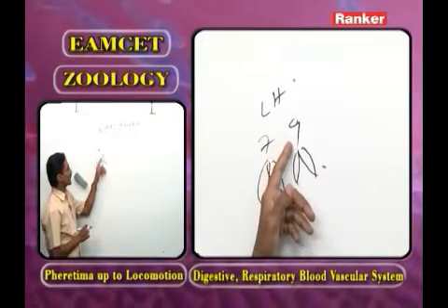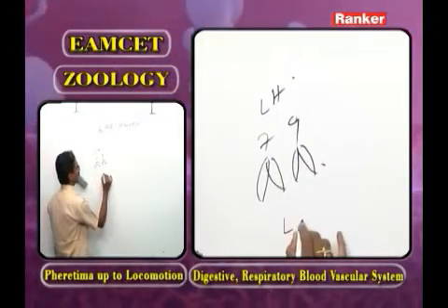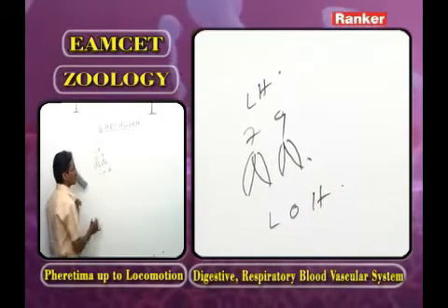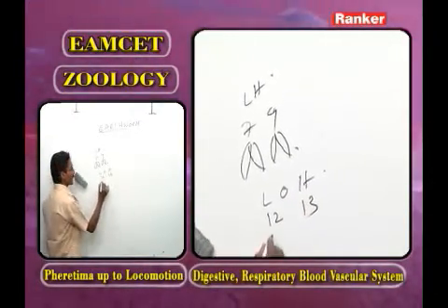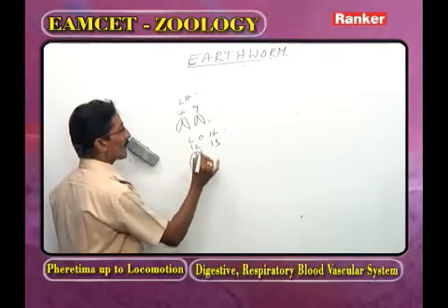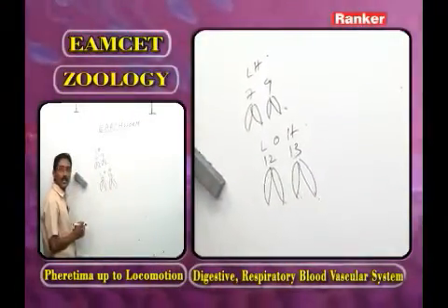In the 7th and 9th segment, what are present? Lateral hearts. Now what about the lateral esophageal hearts? Lateral esophageal hearts are present in the 12th and 13th. In the 12th segment, one pair of lateral esophageal hearts. In the 13th segment, one pair of lateral esophageal hearts.